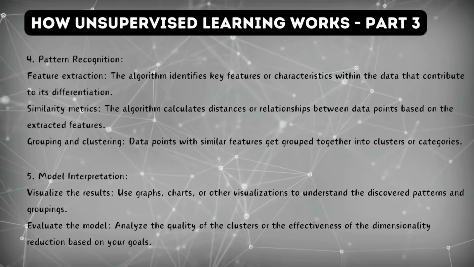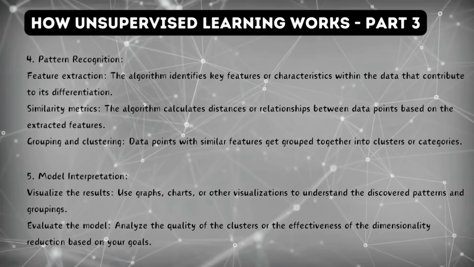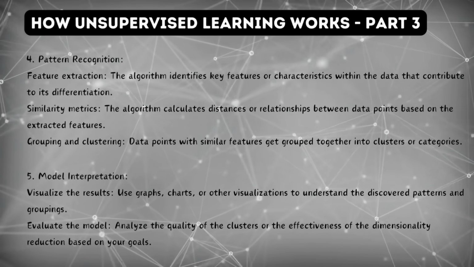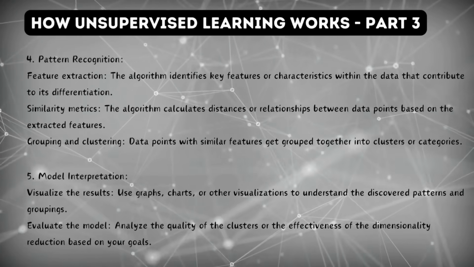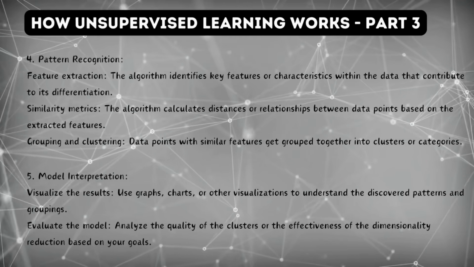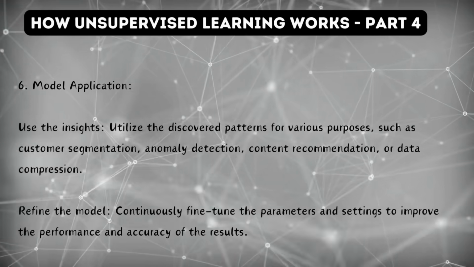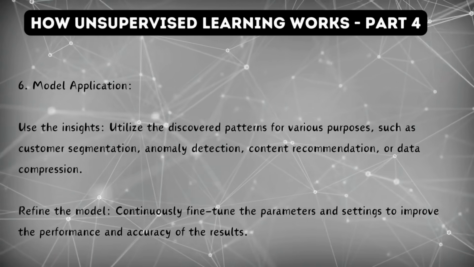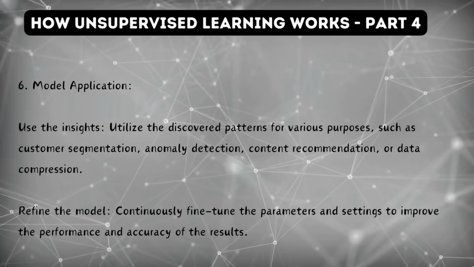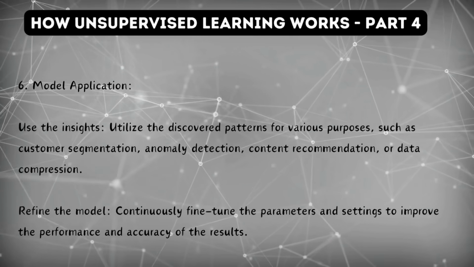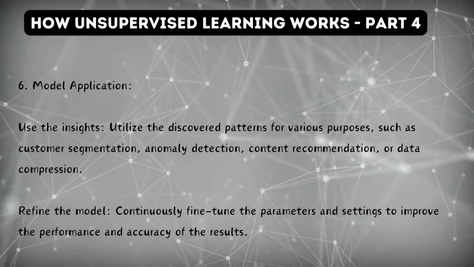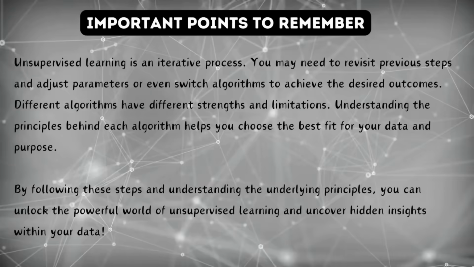Step number 5, model interpretation. Visualize the results. Use graphs, charts, or other visualizations to understand the discovered patterns and groupings. Evaluate the model. Analyze the quality of the clusters or the effectiveness of the dimensionality reduction based on your goals. Step number 6, model application. Use the insights. Utilize the discovered patterns for various purposes, such as customer segmentation, anomaly detection, content recommendation, or data compression. Refine the model. Continuously fine-tune the parameters and settings to improve the performance and accuracy of the results.